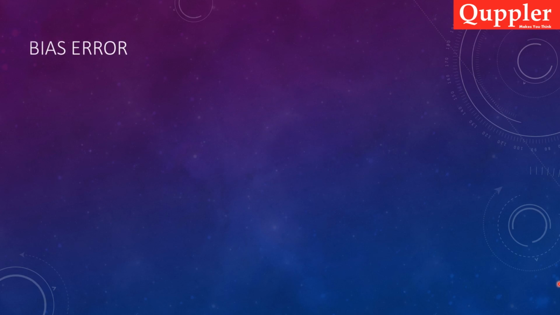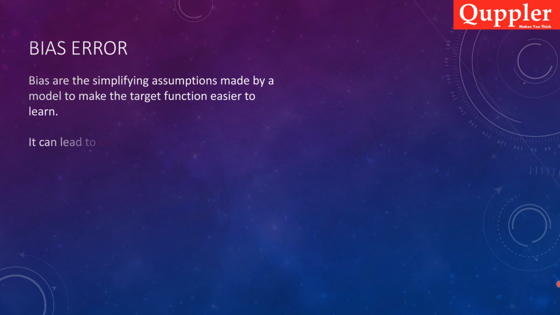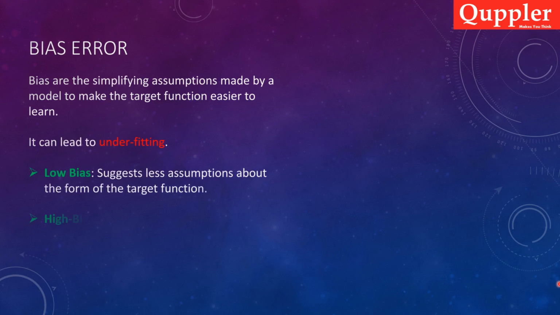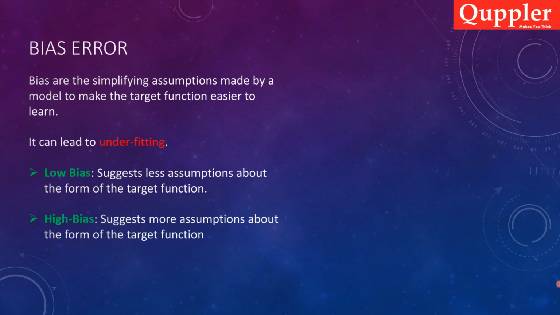So the very first topic is bias error. Bias is just a simplifying assumption made by the model to make the target function easier to learn, and the higher the bias, the more it's going to lead to underfitting of the model. There are two cases, either low bias or high bias, which control the accuracy of your model. Low bias suggests fewer assumptions about the form of the target function, whereas high bias suggests more assumptions about the form of the target function.